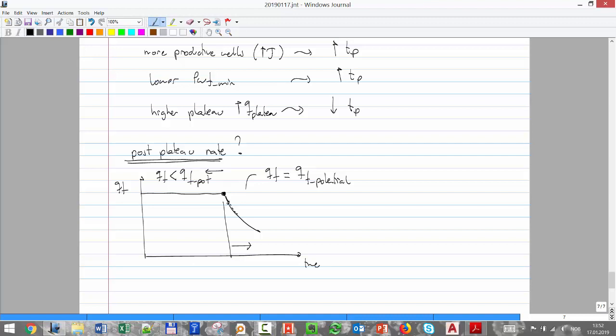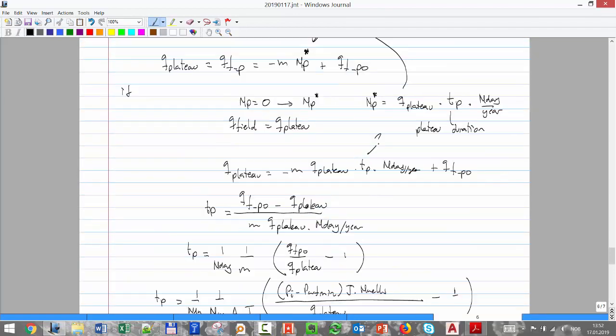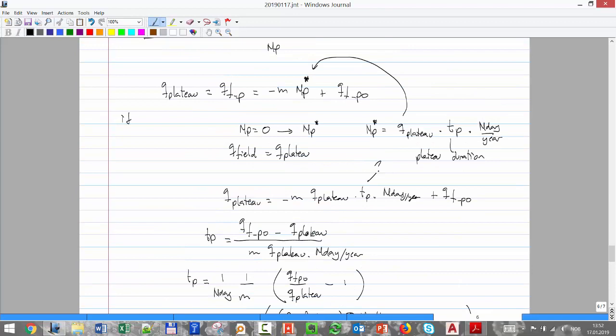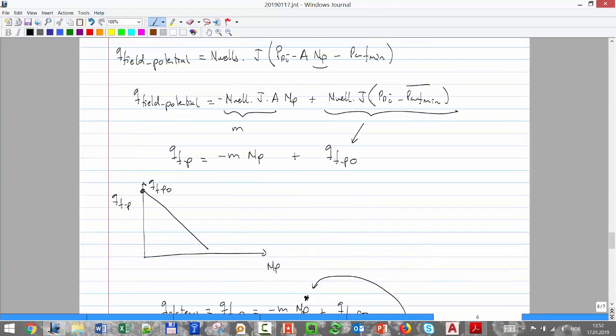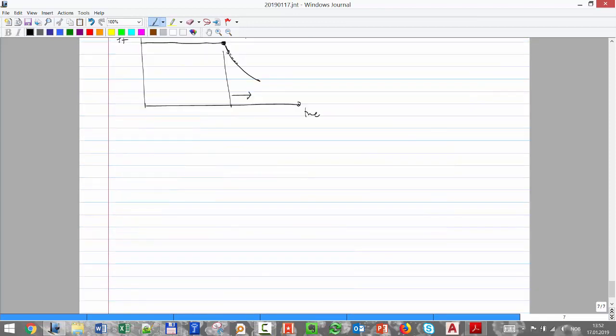So we should be able to use the equation for that. Let's relook at the equation that we had, this one, and try to use it for the post-plateau period. So I'm saying Q of the field potential was how much? Minus M NP plus Q of the field potential original.